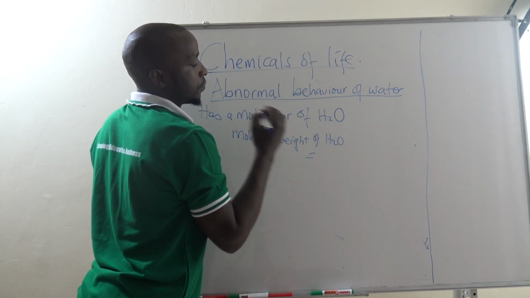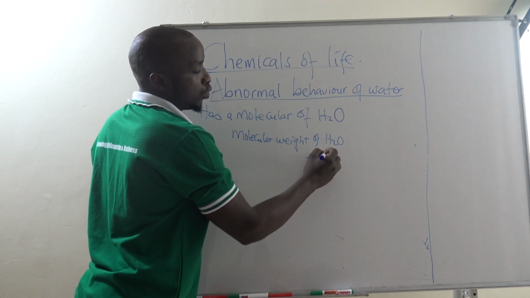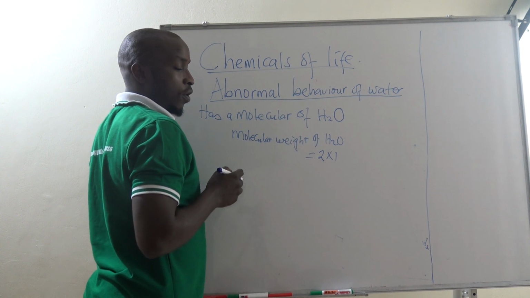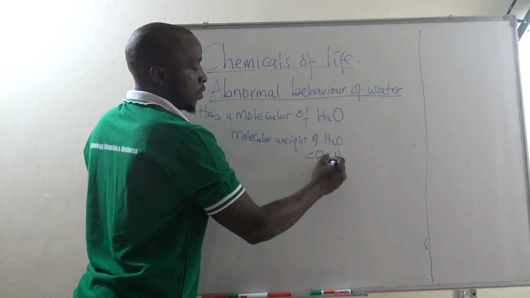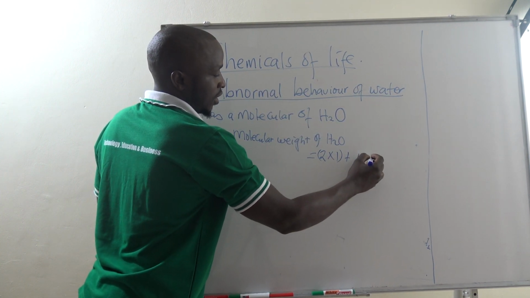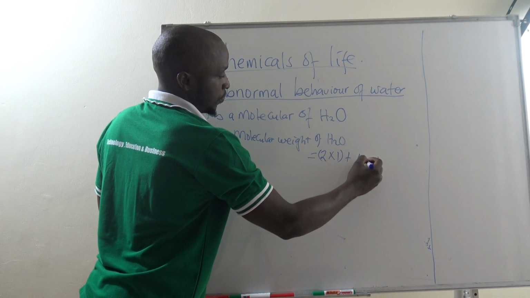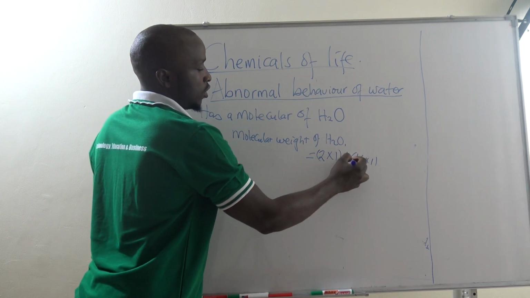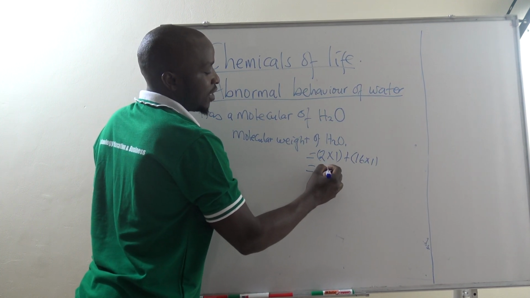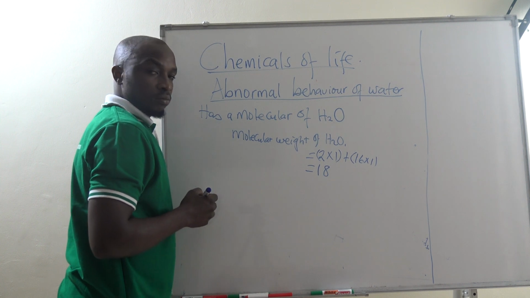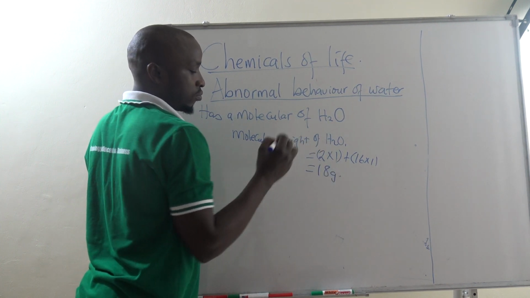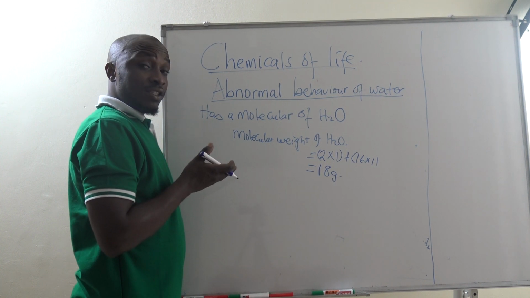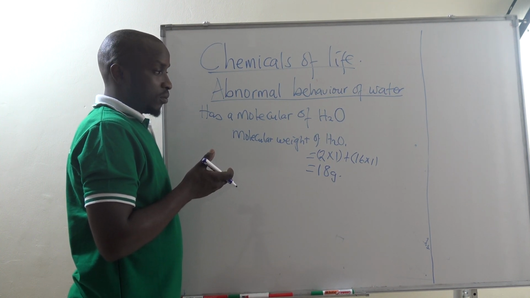would be 2 times 1 for hydrogen, plus 16 times 1, just 1 here. This would give us 18 grams. So 1 water molecule therefore weighs 18 grams.